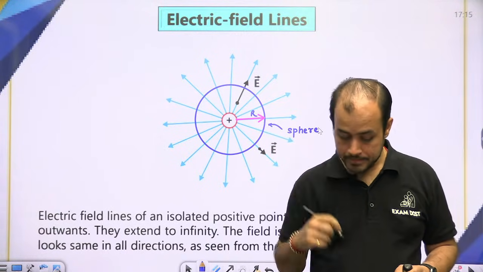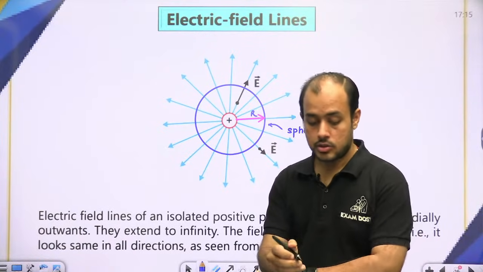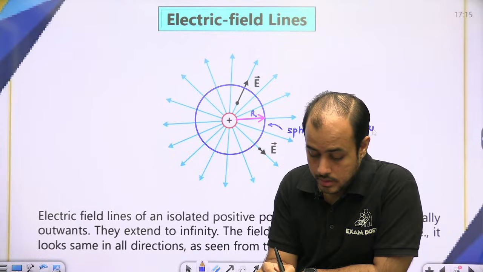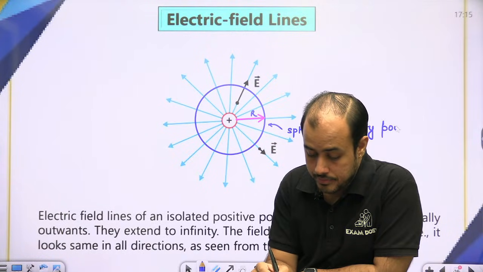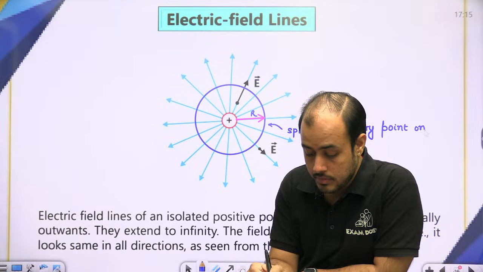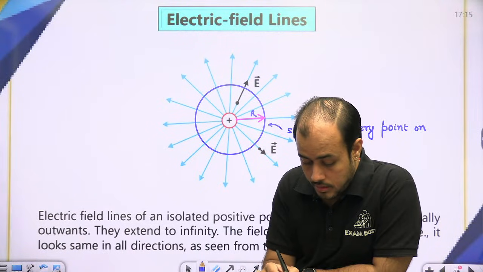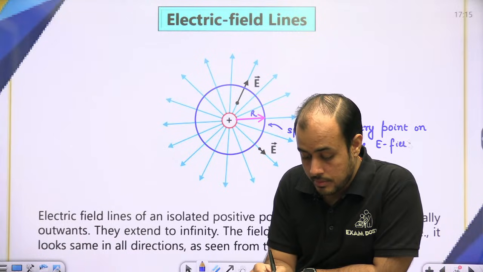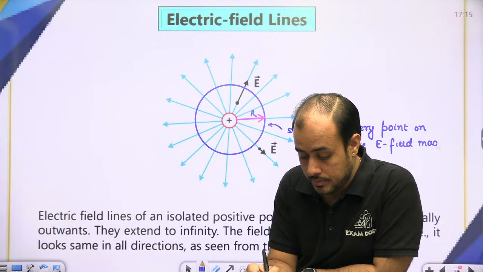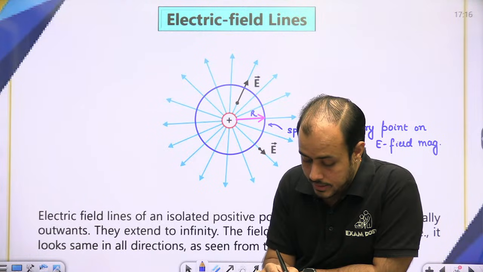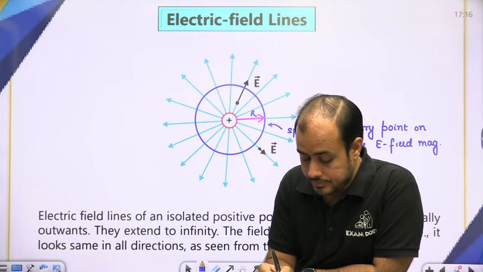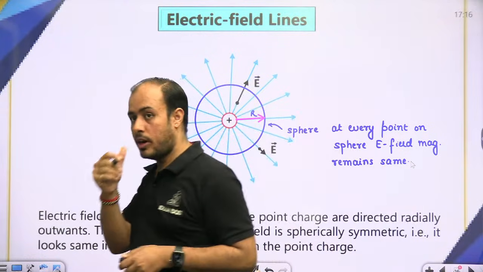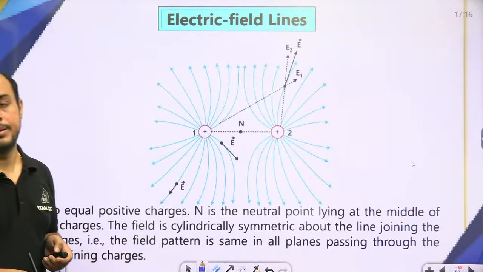ठीक है? So at every point on the sphere, electric field magnitude remains the same. ठीक है बेटा, हर पॉइंट पे सेम मैग्नीट्यूड आता है.